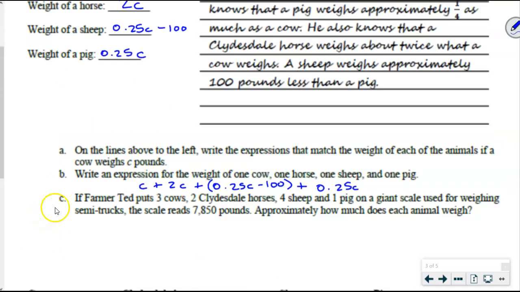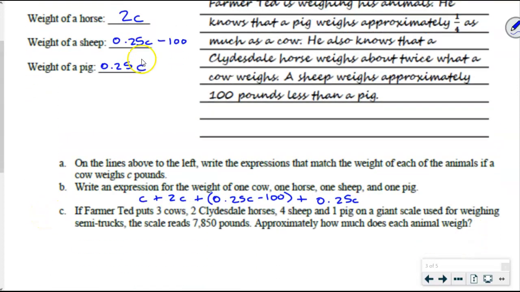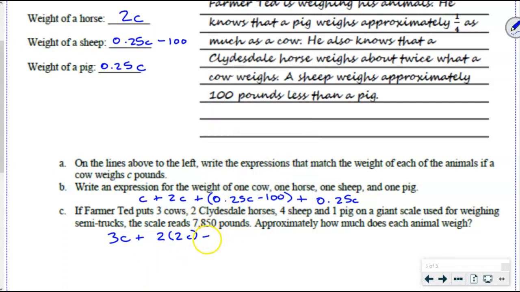Farmer Ted has 3 cows, but the weight of a cow is c. So I'm representing the weight of just the cows by 3, because there's 3 cows, times c, because a cow weighs c. Plus 2 Clydesdale horses, that's 2, multiplied by the weight of a horse, which is 2c. Notice how I'm showing that: 2 groups of 2c. Yes, I know that 2 groups of 2c is 4c, but I'm writing this down exactly as I see it, step by step.